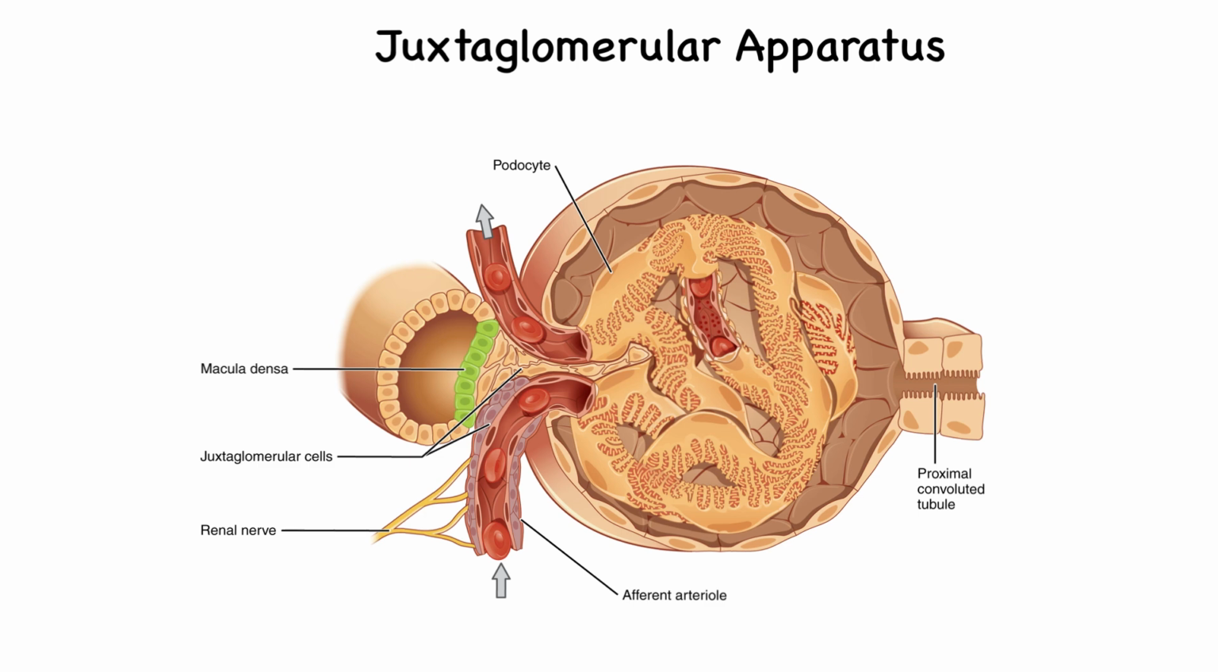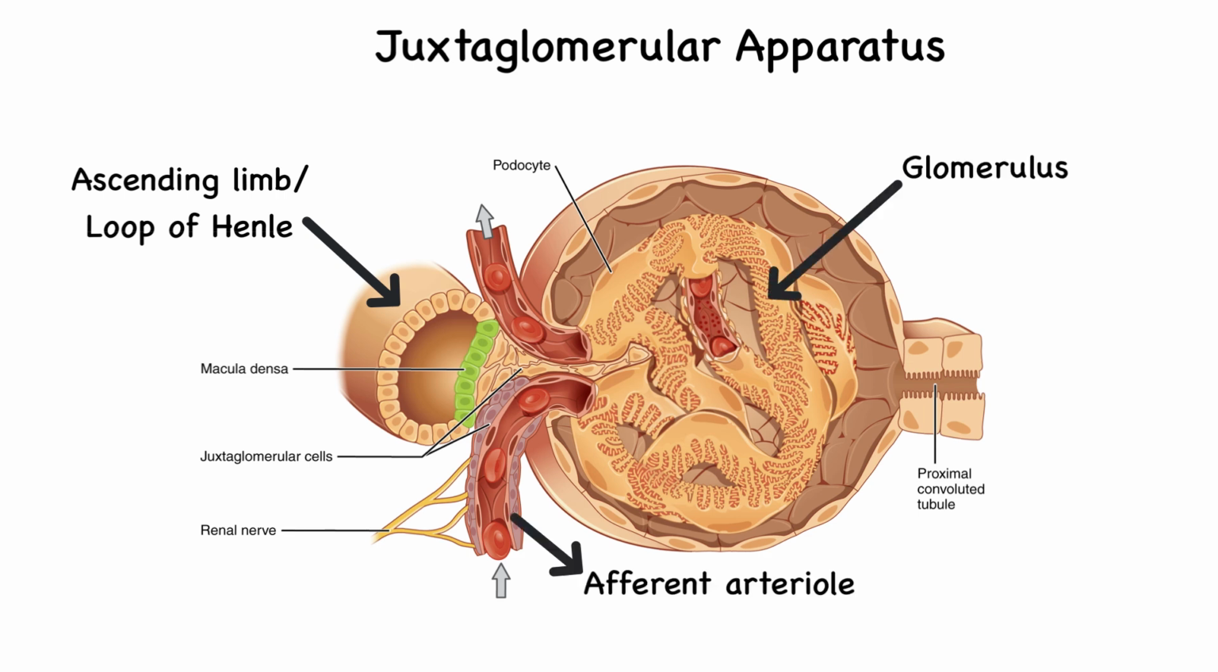In each nephron, the final part of the ascending limb of the loop of Henle makes contact with the afferent glomerular arteriole that enters into the renal corpuscle. In this area, the columnar cells of the ascending limb are crowded together and are known as the macula densa.